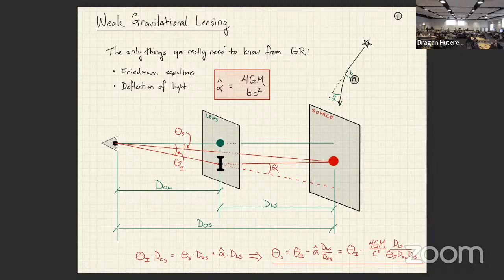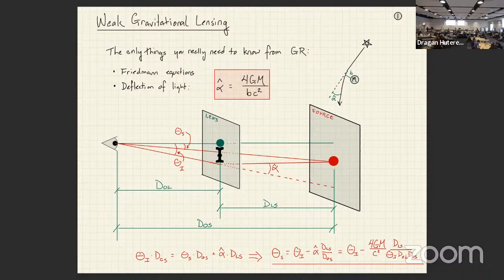...line here so that we can think about them in one dimension. And theta s is the source angle. So if we have some axis here that we're going to allow to go through the center of some lens, theta s is the angle on the sky between the source back here and the lens up here that you would see if there were no such thing as gravitational lensing.